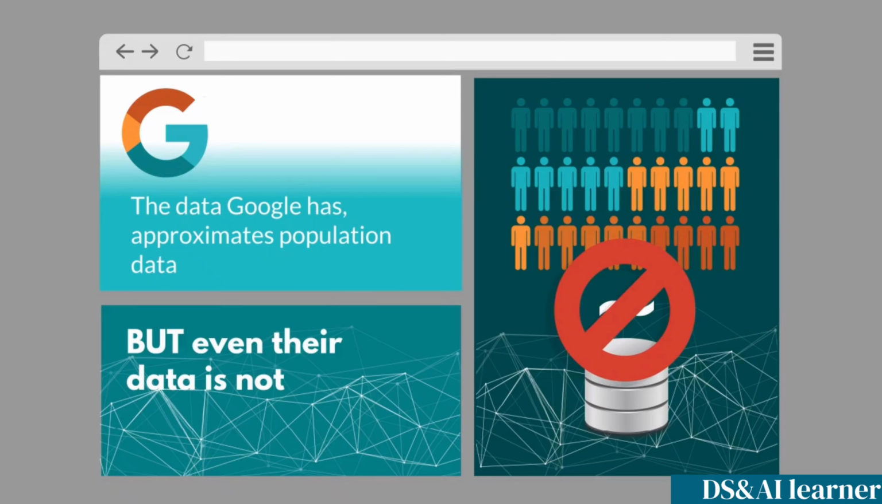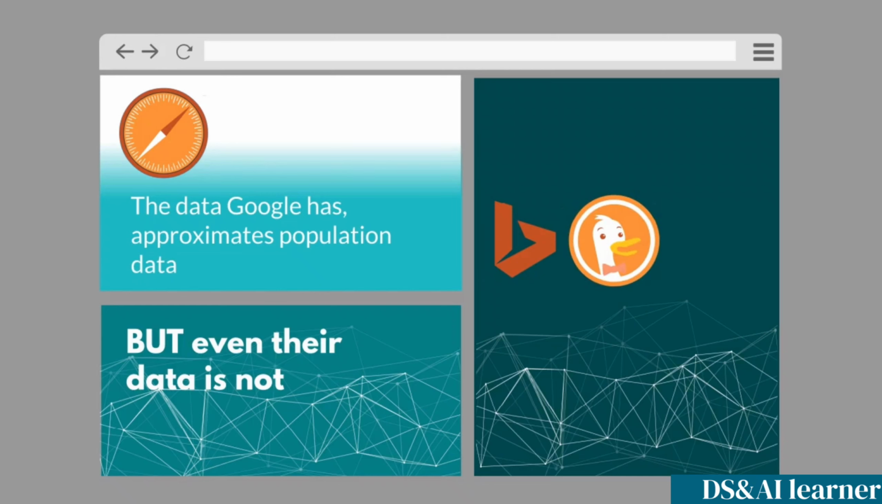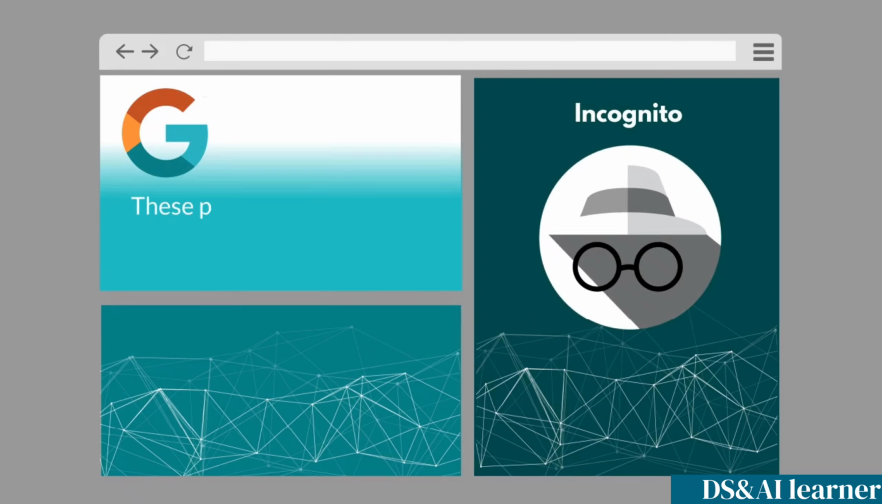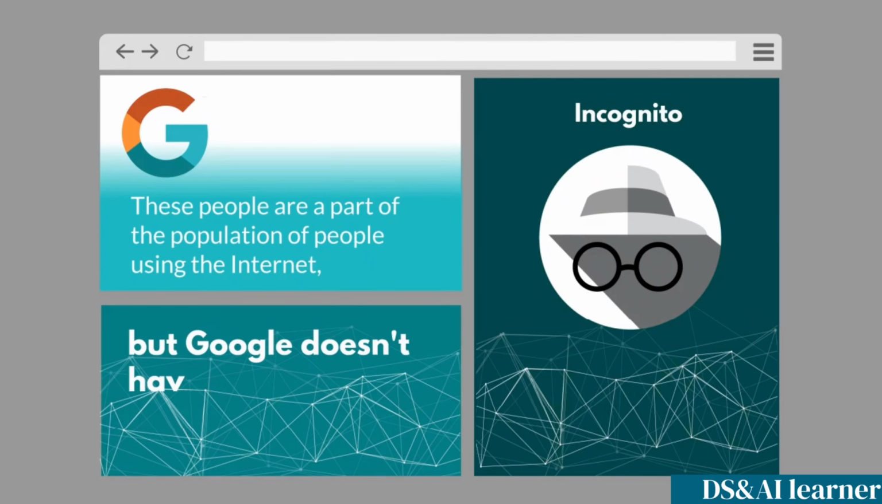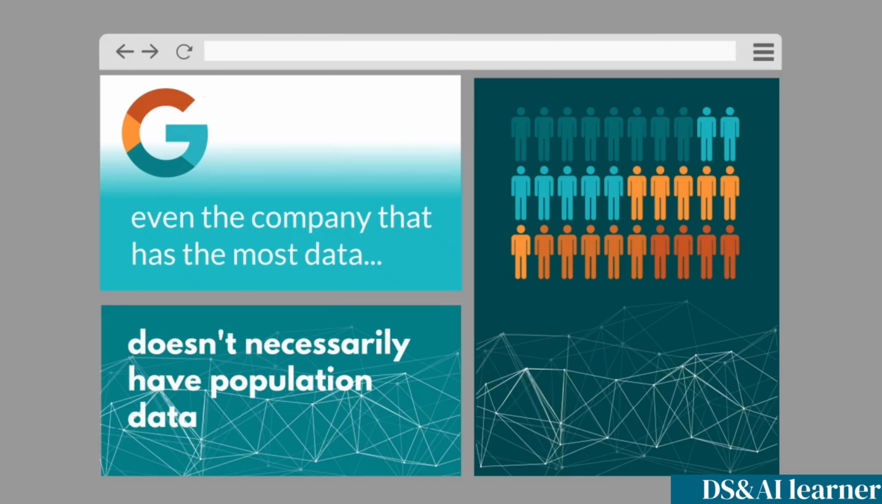There are people who are not a part of the Google ecosystem in any way. That can be done by using other browsers like Opera and Safari, or other search engines like Bing, DuckDuckGo, or video providers different from YouTube. Furthermore, they can browse in incognito. These people are a part of the population of people using the internet, but Google doesn't have much data on them. As you can see, even the company that has the most data doesn't necessarily have population data.